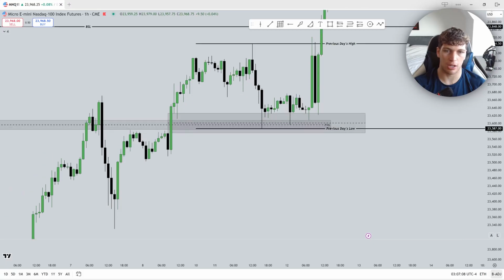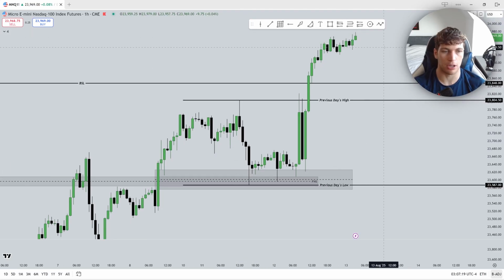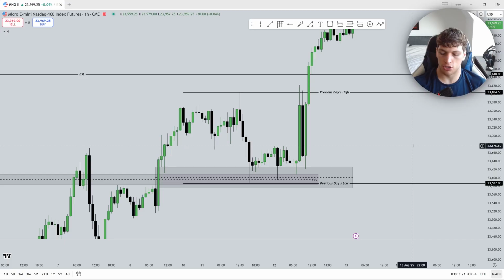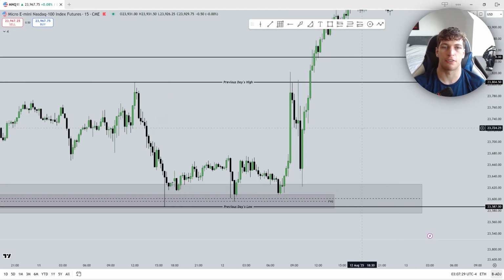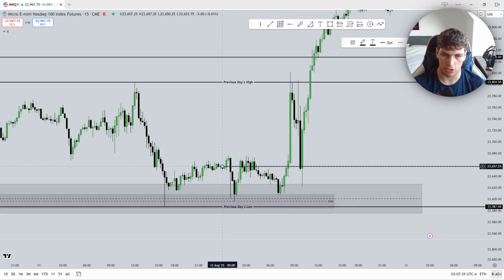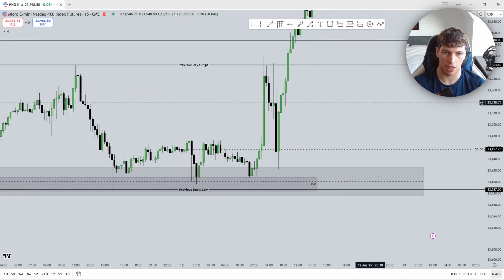So back into the hourly, as you can see, we had the accumulation here, which happened on Monday. And then we had the manipulation here, and then we had the distribution, which did take place yesterday. So I can drop into the 15-minute. Okay, so the next thing I do, very important, is I mark out the midnight opening price, which is there. So this is where price opened up for the new trading day. So we've got the midnight price there.